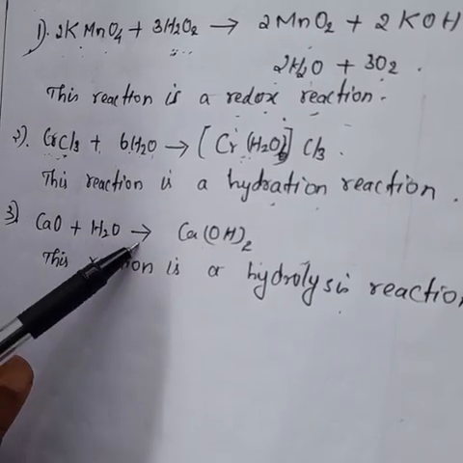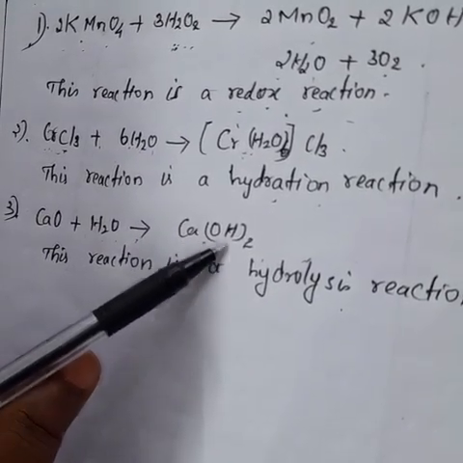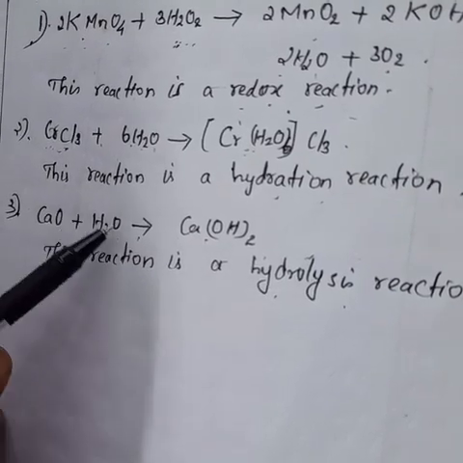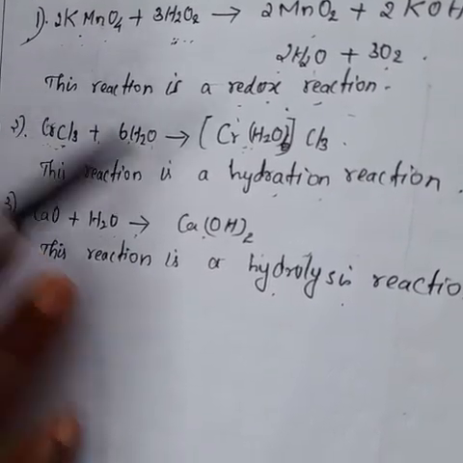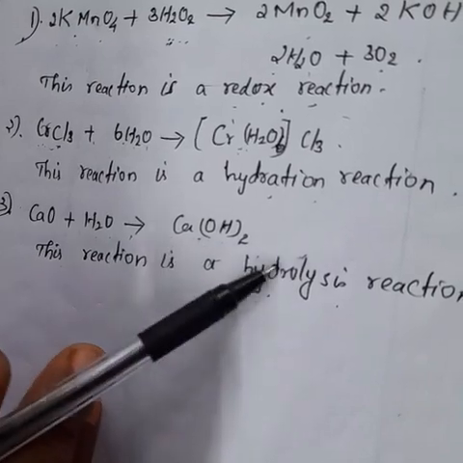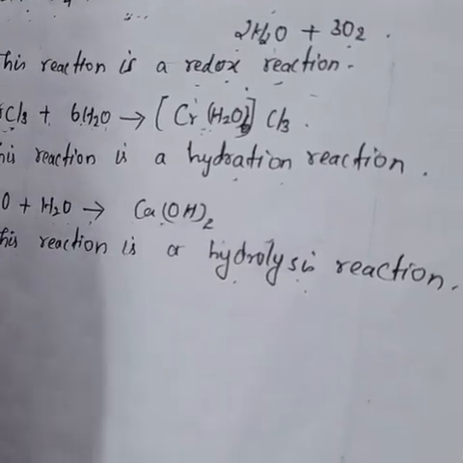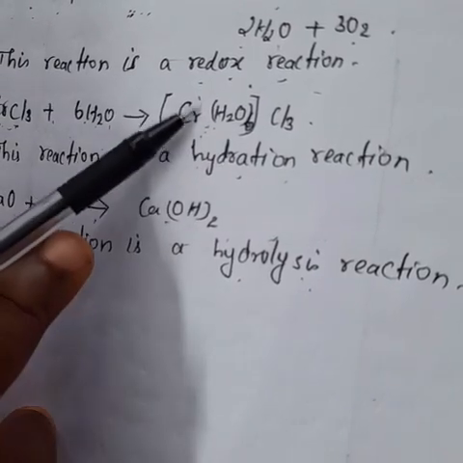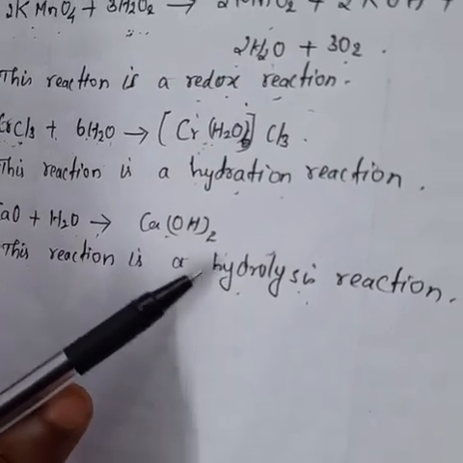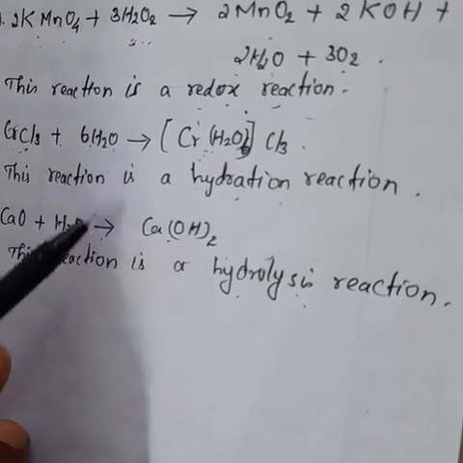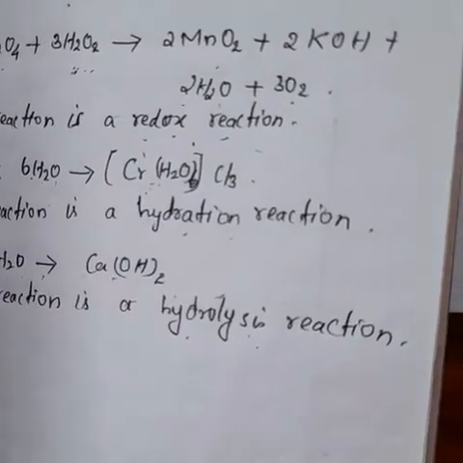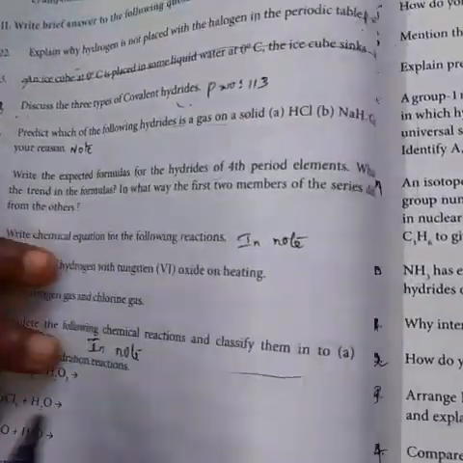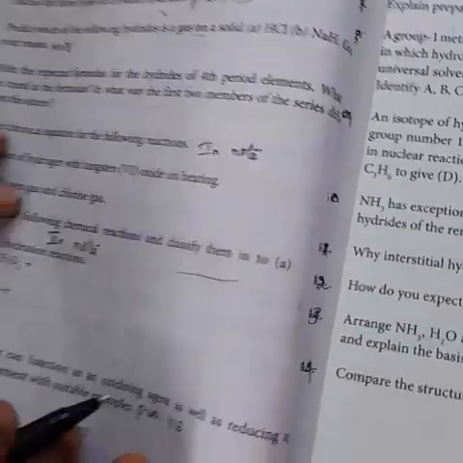Calcium oxide plus H2O gives calcium hydroxide. This reaction is hydrolysis because of addition of water, but it dissociates into ions to form calcium hydroxide. So hydration means no dissociation takes place, only addition of water takes place here. But hydrolysis means there is also addition of water, but the water dissociates into ions. Understood? These are the 27th question. And 28th question is on page number 112.